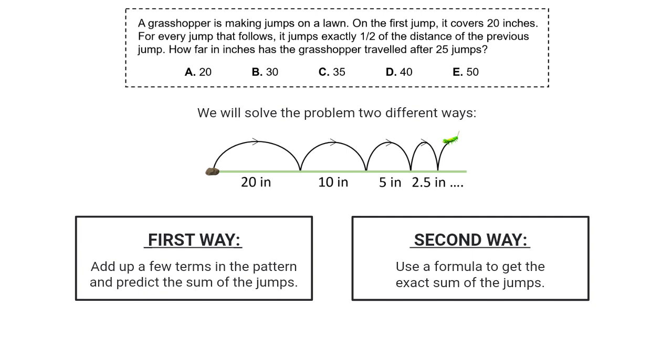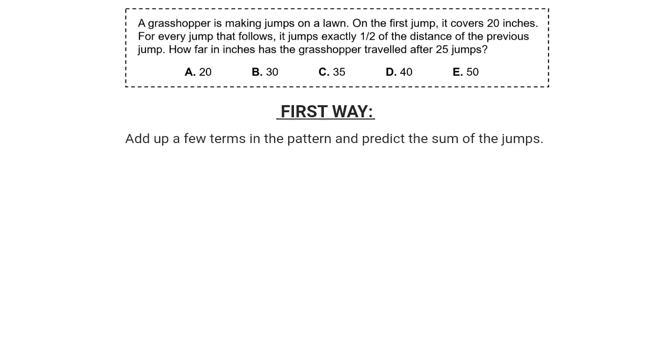And so there's two different ways to attack this problem. The first way is to get a couple of terms of the pattern, get a couple of the sums, and then predict what the total distance will be. The second way is to employ an actual formula to figure out what the sum of this geometric series will be. Keep in mind, this is a series because now we're adding up the terms of this multiplication sequence. So let's go ahead and do this the first way. I'm going to write out a couple of terms of this pattern.